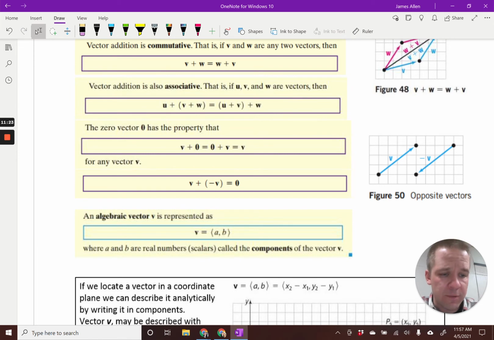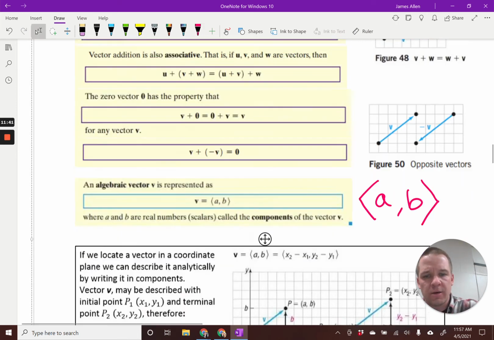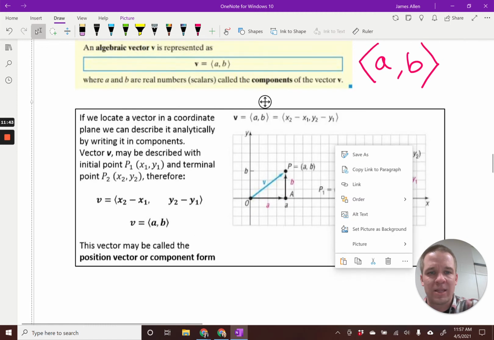So there are different forms of these vectors. We have what's called a component form, where we'd have a, comma, b. And those are not parentheses. Those are angle brackets. Wonderful. So we can write it in that form.